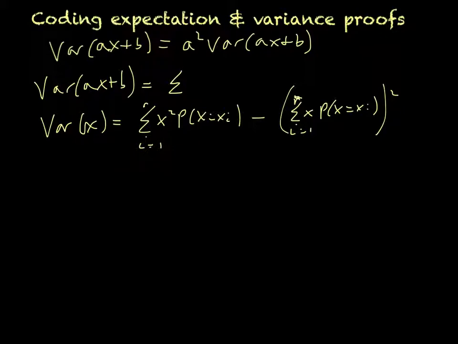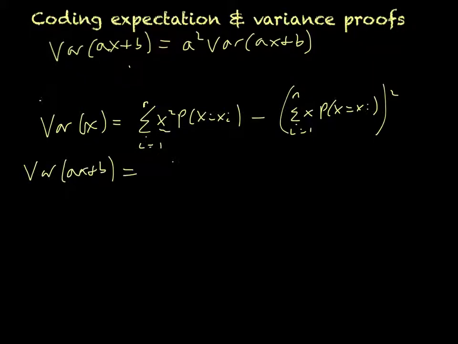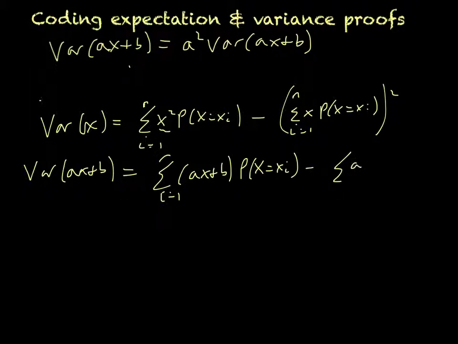So let's build from that premise. In fact, let's move that down a bit. Now we've established that, we're going Var of ax plus b. x is no longer x, we're replacing that with ax plus b. So we have the sum of (ax plus b) squared P of x equals xi, i going from 1 to n, minus the sum of, again, ax plus b times P of x equals xi, and this is all squared, i going from 1 to n.